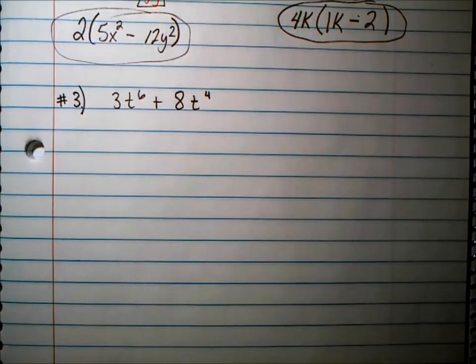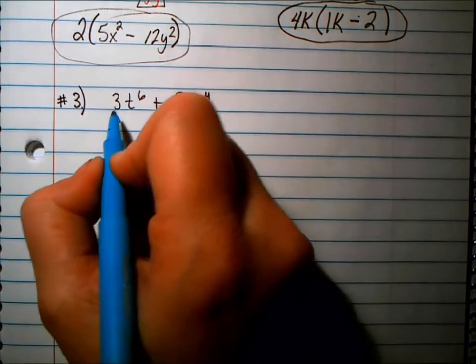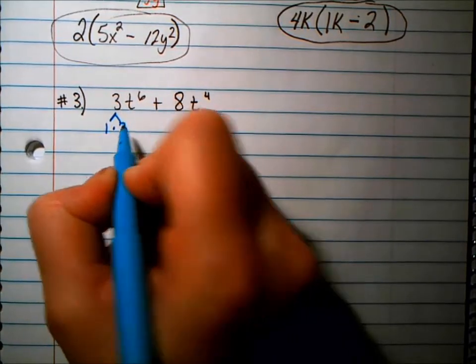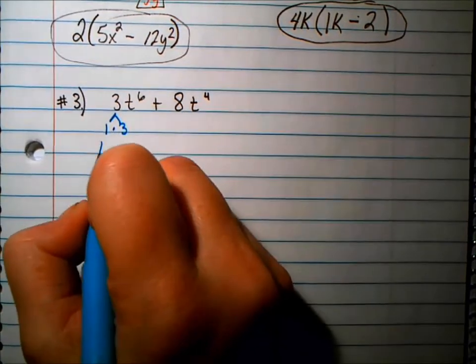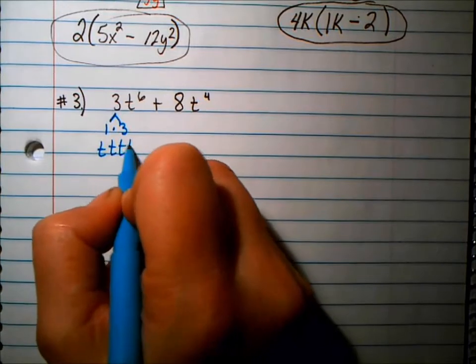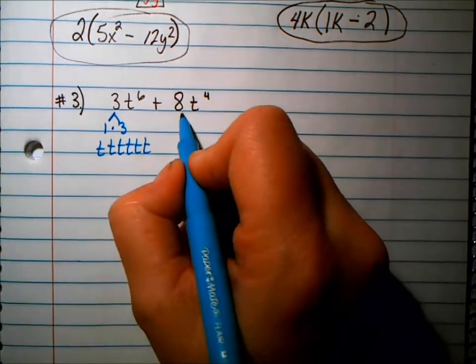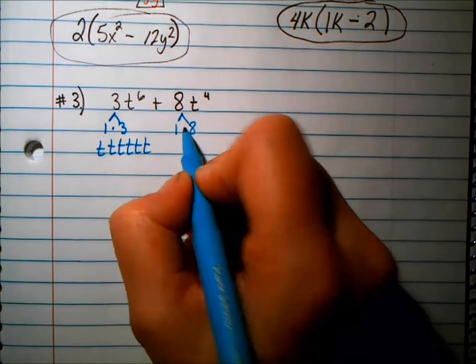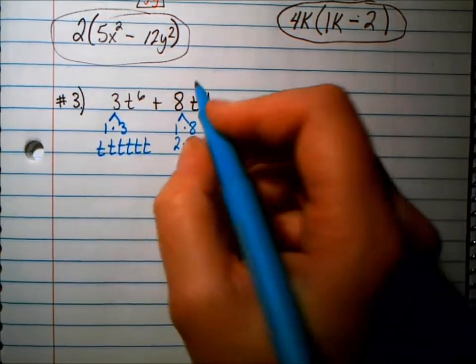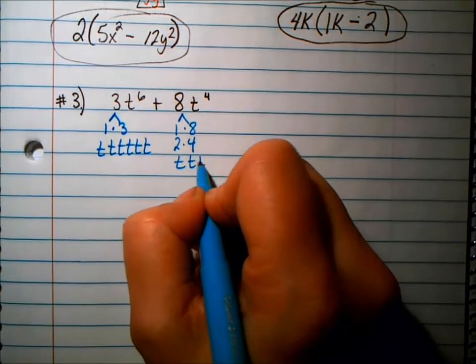Then on number 3, factors of 3 are just 1 and 3, but I have 6 t's. 1, 2, 3, 4, 5, 6. And then the 8 would be 1 and 8, 2 and 4, and this one has 4 t's.